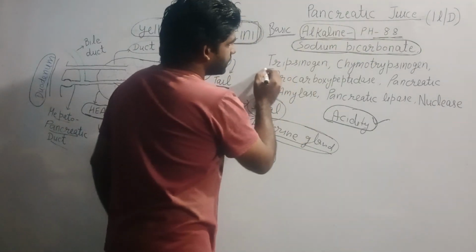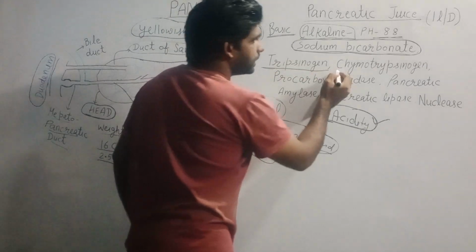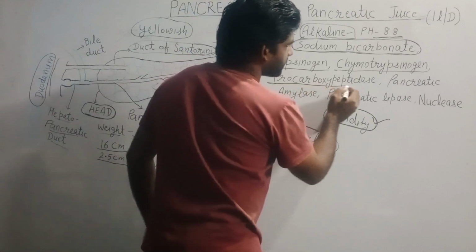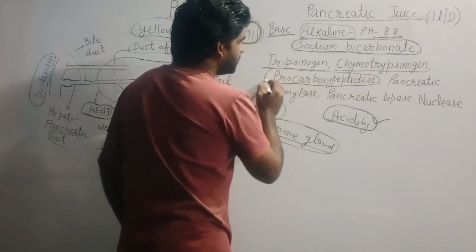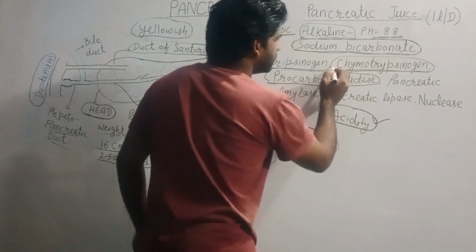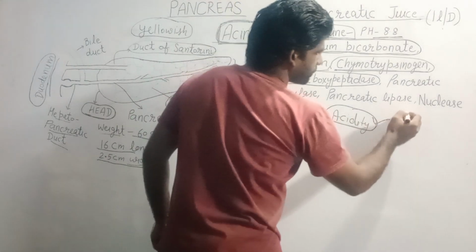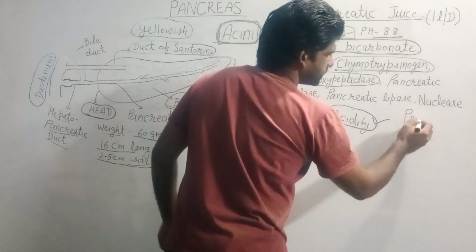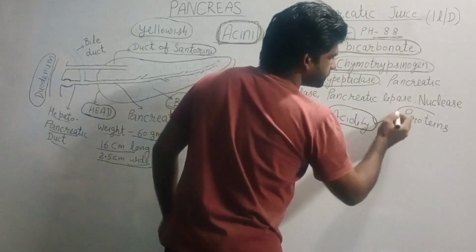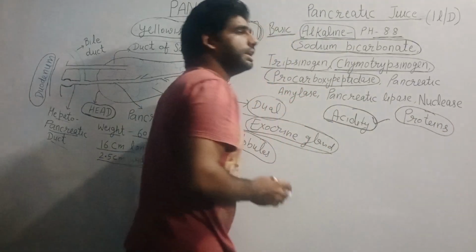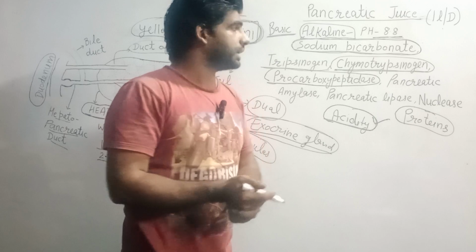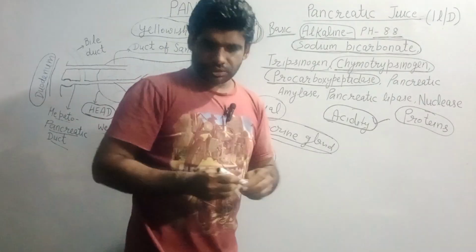Pancreatic juice also contains trypsinogen, chymotrypsinogen, and procarboxypeptidase. These are the enzymes which are responsible for digestion of proteins. These enzymes digest proteins. But these enzymes are secreted in inactive form. These need to be converted into their active form. How is this done?